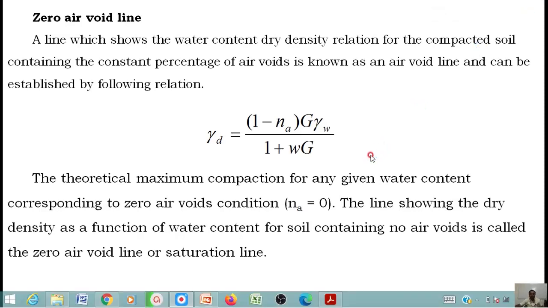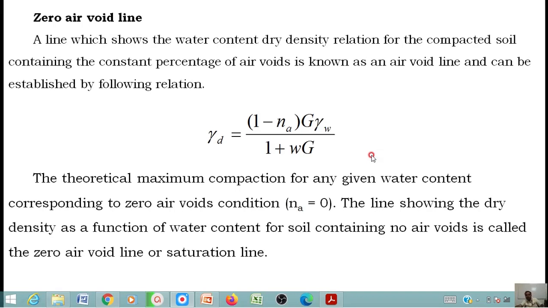Now we will study one more parameter in this compaction chapter. In the last class, we studied the definition, and after that we understood the meaning and effects of compaction, and then light compaction and heavy compaction. Okay. Now you already know how you will get the compaction curve.